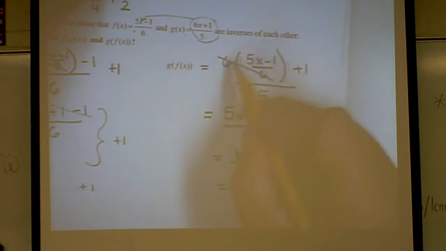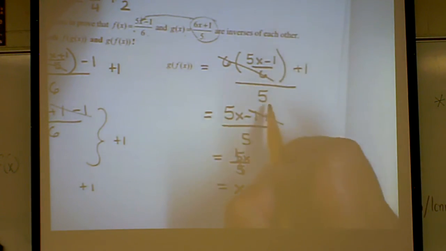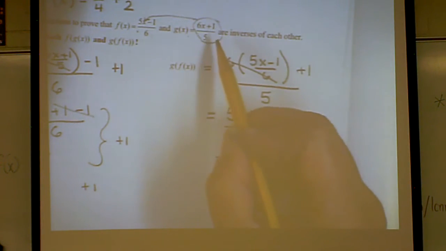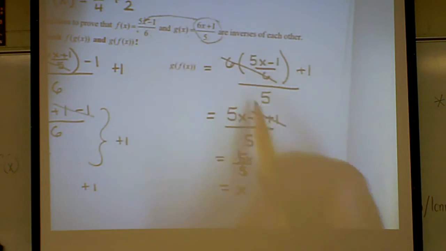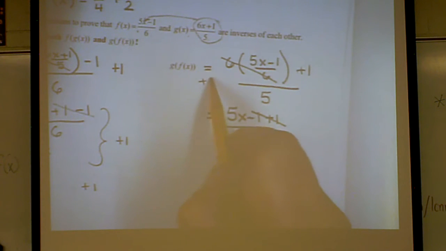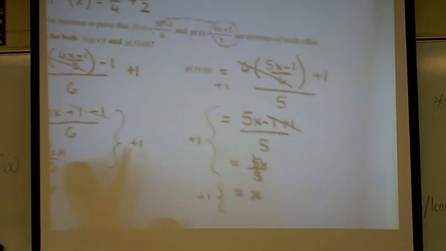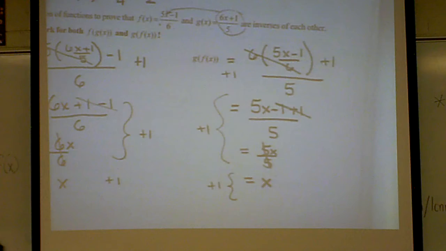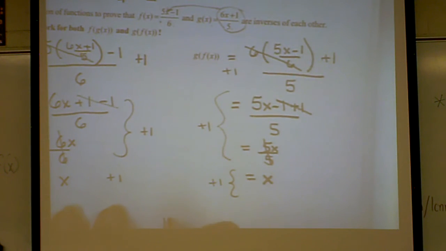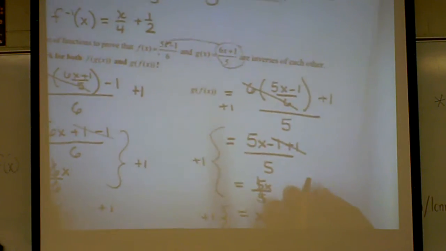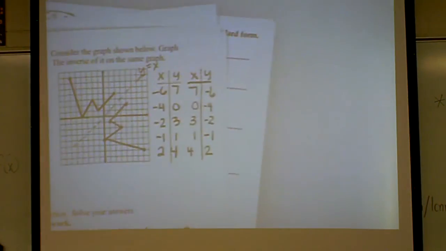Again, 1 point was awarded for substituting f of x into g of x correctly, 1 for your simplification, if it was correct, and the last for proving that it's equal to x. These were each worth 3 points. This back page was worth a total of 16 points. Altogether, the entire test was worth 78 points.